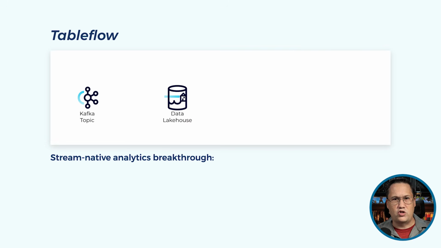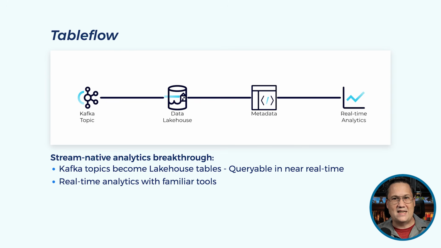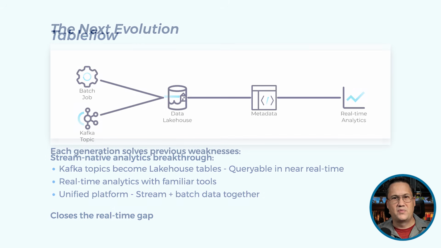Tableflow is a new approach that automatically converts Kafka topics into tables in a Lakehouse. It takes Kafka topics and populates object store files, extracting metadata automatically. This allows business analysts to use familiar query tools on real-time streaming data without building complex data pipelines. It creates a unified platform for querying all data, whether it is from batch or streaming. It makes real-time streaming data accessible as a database table.